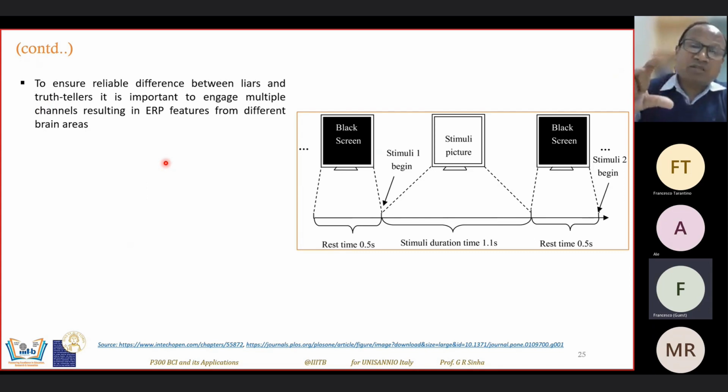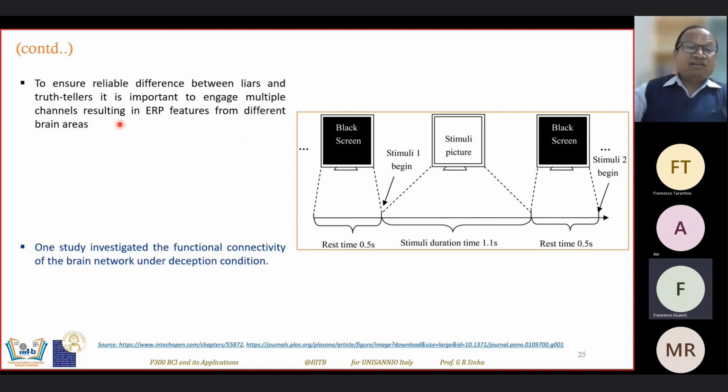Might be one of the responses, but all associated actions might also be responded to by the person. So it is very important to differentiate between liars and truth tellers. It is important to engage multiple channels that result in ERP features from different brain areas.